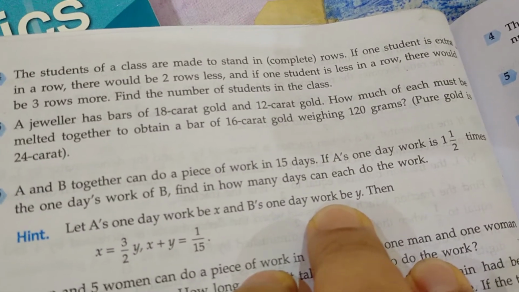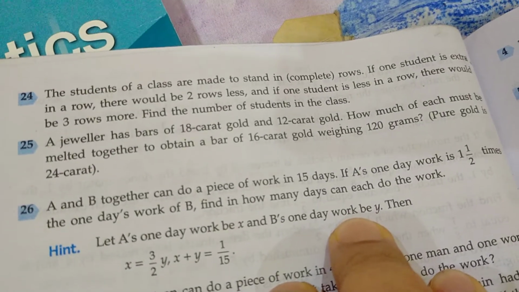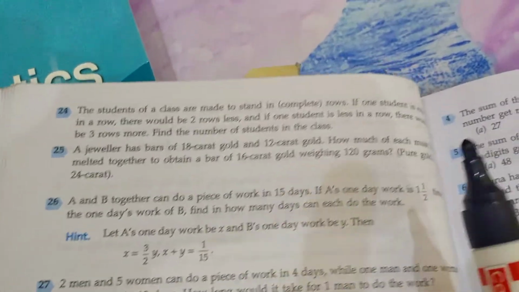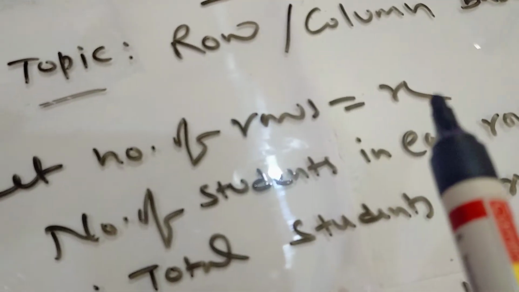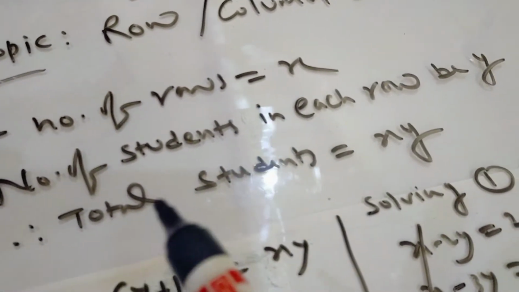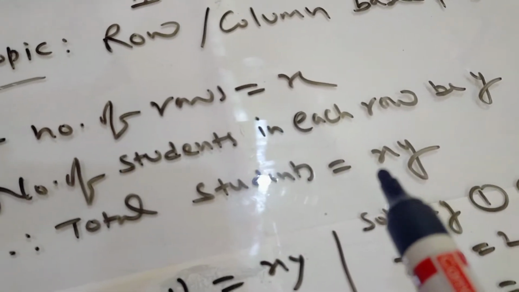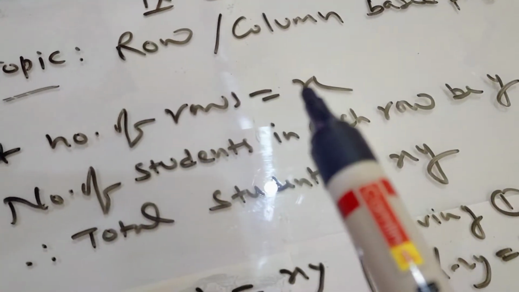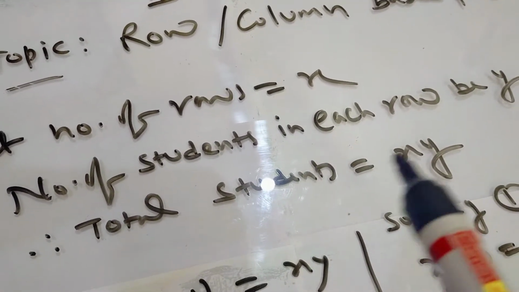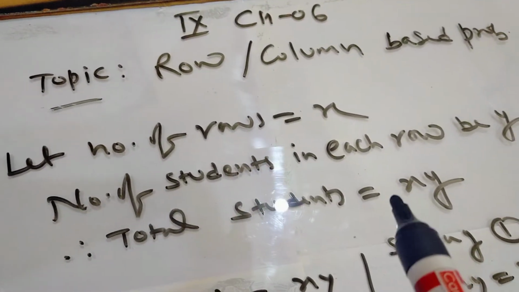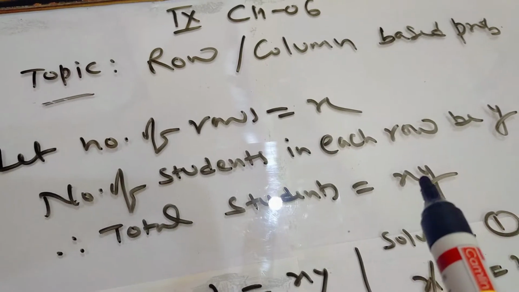to stand in rows, and one student is extra. Means in rows and columns the students are standing, and if we assume that the number of rows is x, and the number of students in each row is y, then definitely the total number of students is x into y, because in one row we have y students and total rows we have x. So x into y is the total number of students in a class. Okay, xy. So we have to find basically the value of x into the value of y.